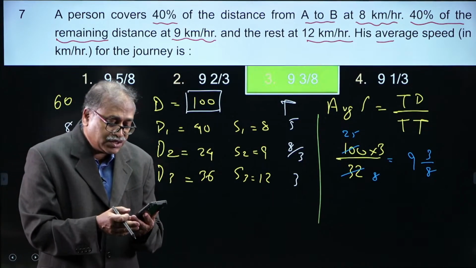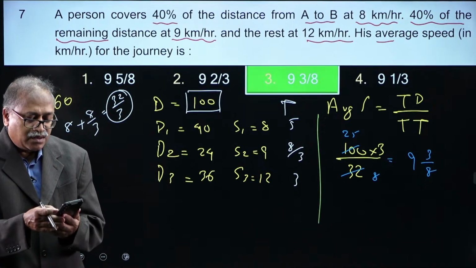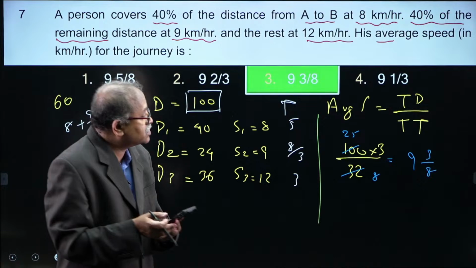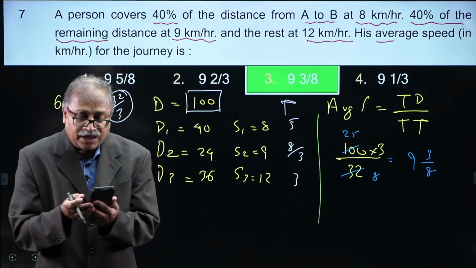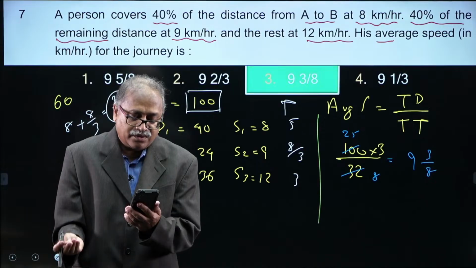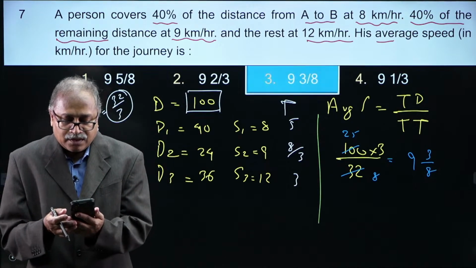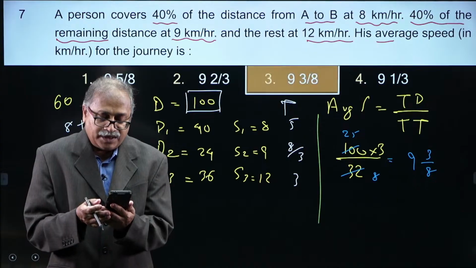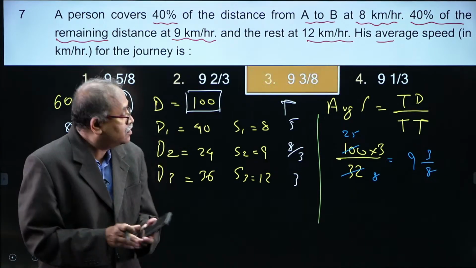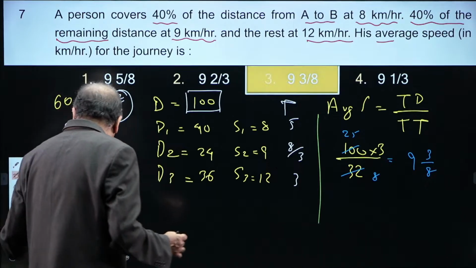If I am wrong, please correct me. Sheikh Abdullah, if I am wrong, please correct me. 9 3 by 8 I am getting. All my friends like Appal Naidu, if you are listening to me, please check that the answer has to be 9 3 by 8. This is the answer.